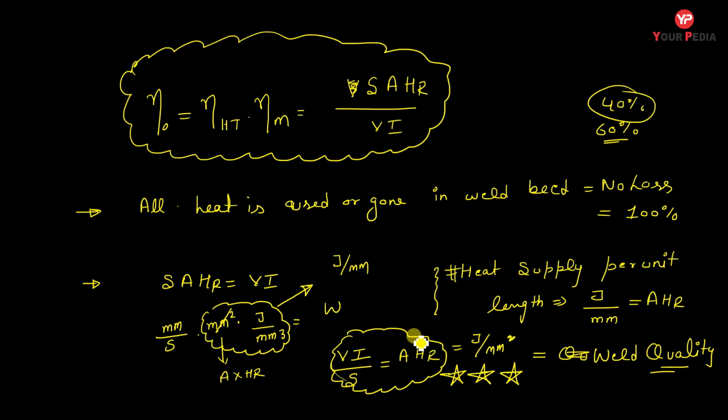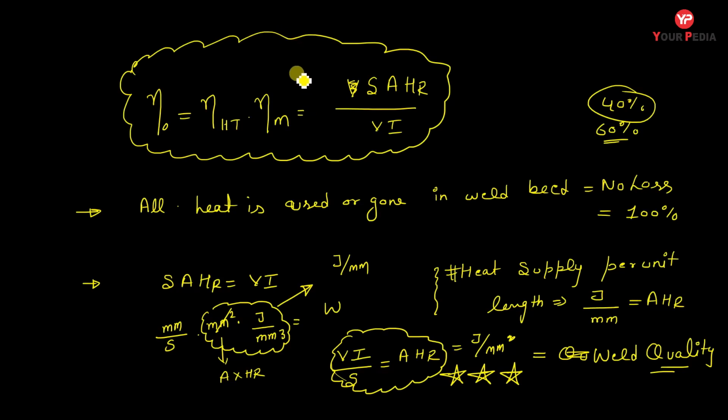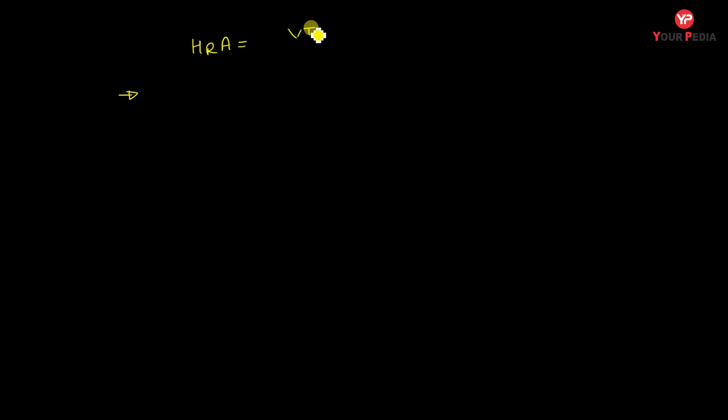Now what is the meaning of weld quality? If in a question they ask about two processes, we have understood that the heat input is basically V into I by S, that is voltage into current by S. That is only the weld quality.